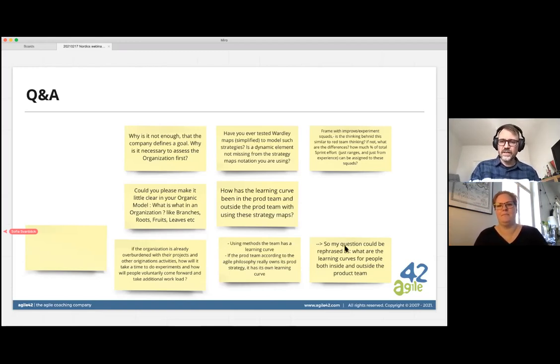Okay, but I'll take that question first, right? So rephrasing the question: what are the learning curves for people both inside and outside the product team? Okay, super interesting question. That's such an obvious question. I should have thought about it myself and already kind of answered it in the lecture part.